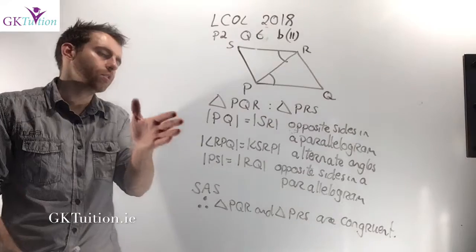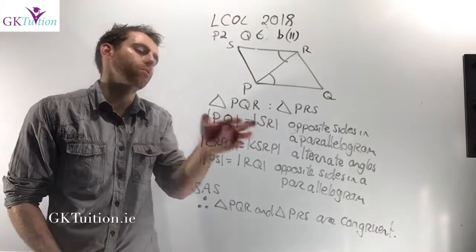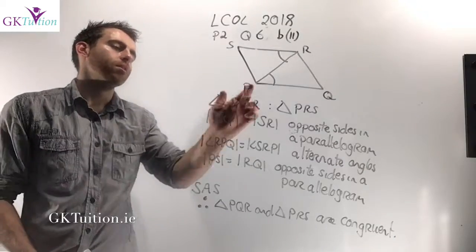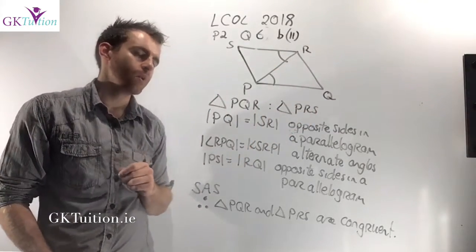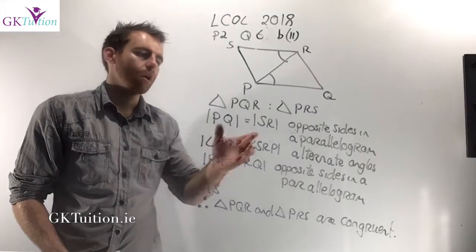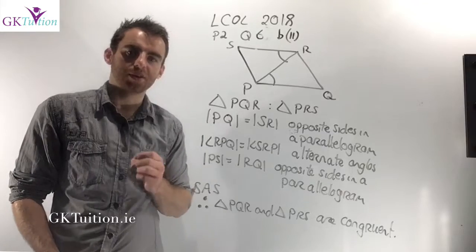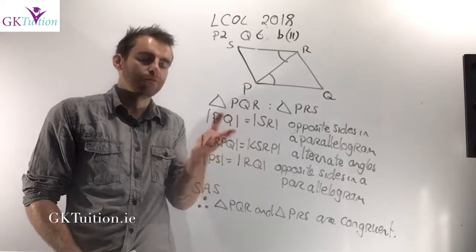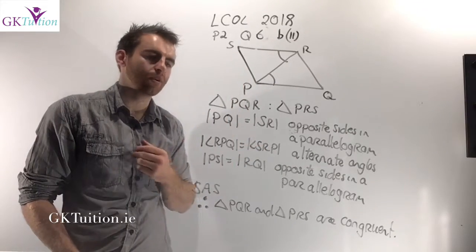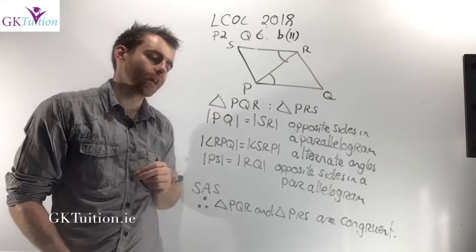So what I've chosen to do here is, first of all, I can say that the side PQ is equal to the side SR. The side PQ is in this triangle, the side SR is in the other triangle. I know that they're equal to each other because they're opposite sides in a parallelogram. Earlier in the question it told me that this is a parallelogram, and I know from my geometry that opposite sides in a parallelogram are equal to each other. So I know that that side equals that side.